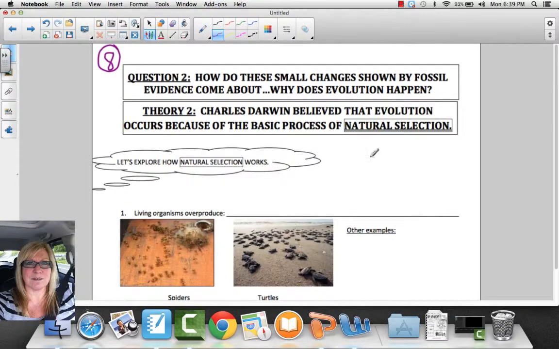So natural refers to the environment, and selection refers to changes. So basically we're talking about environmental changes, or environmental conditions, select which traits survive.